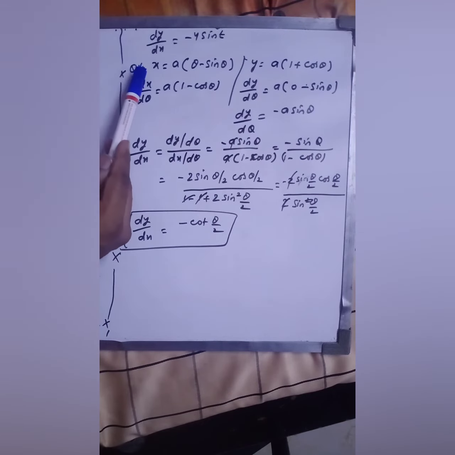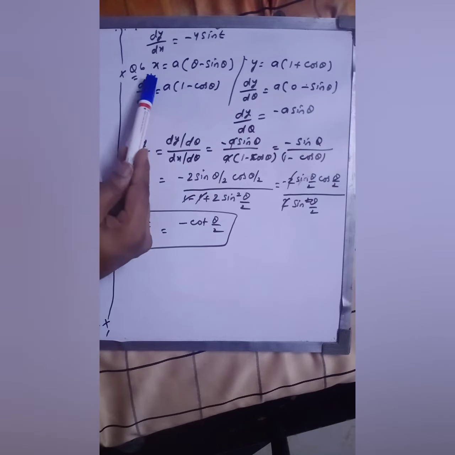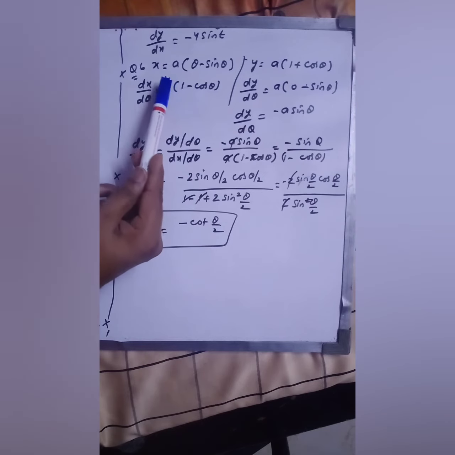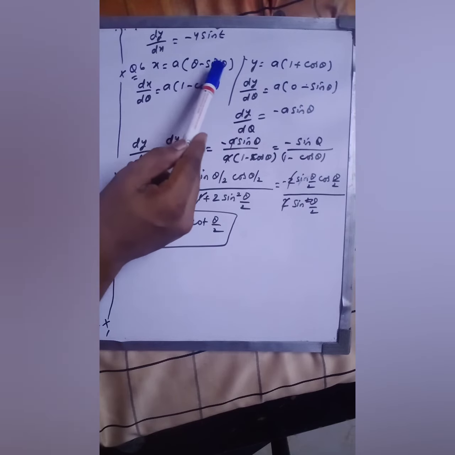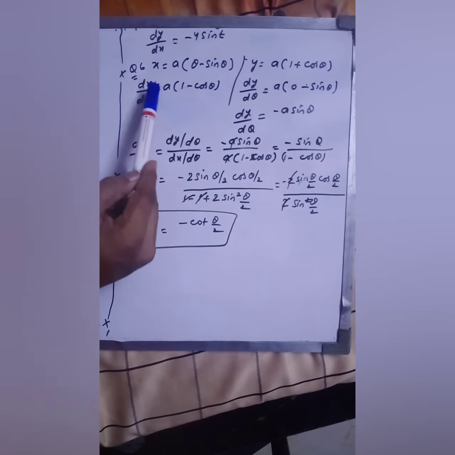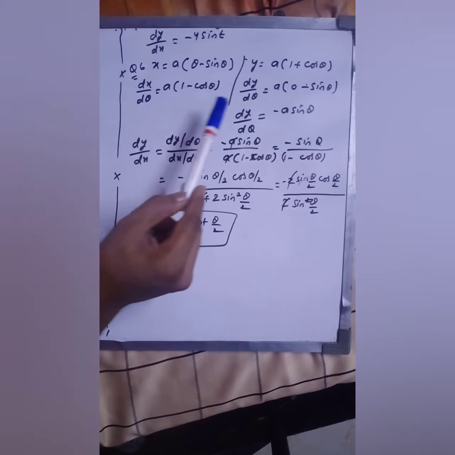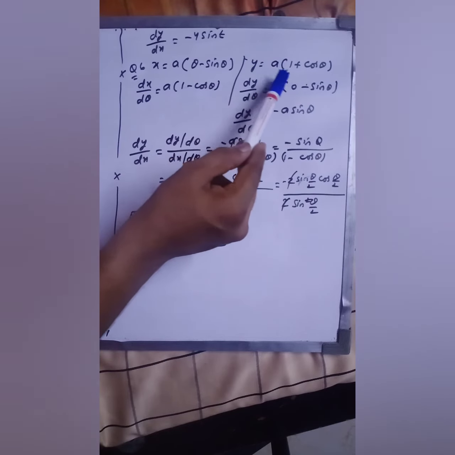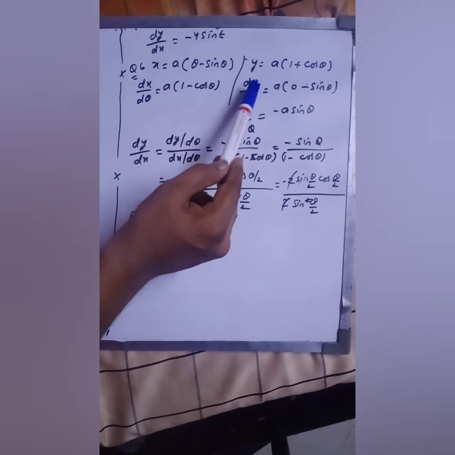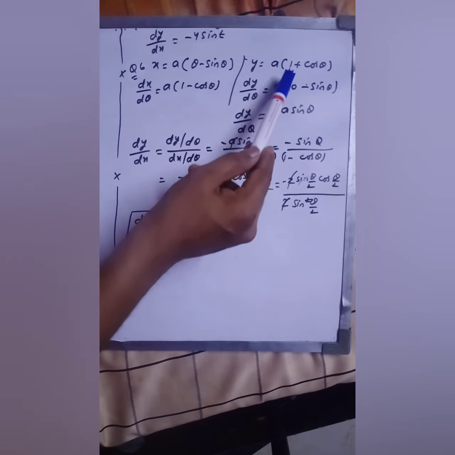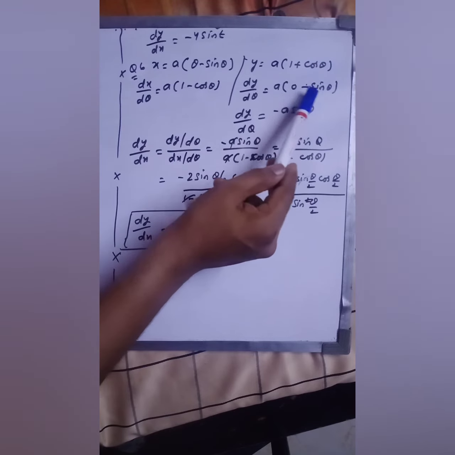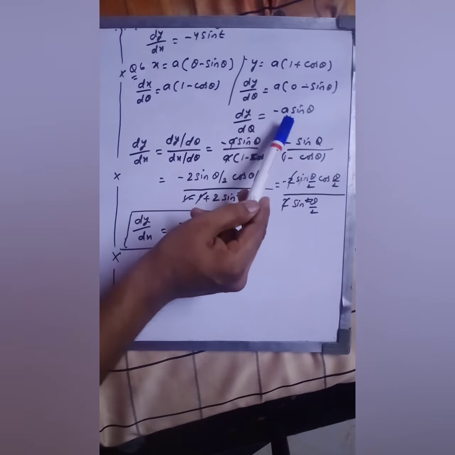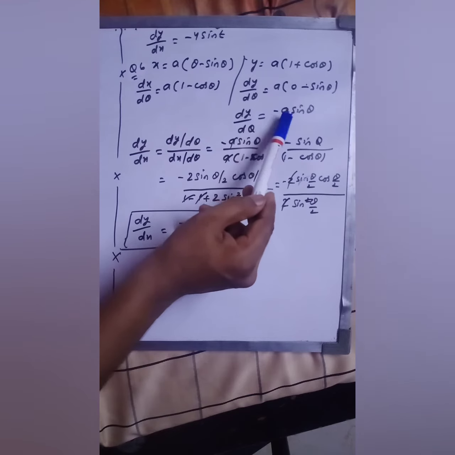So you will write, differentiating both sides with respect to theta. Your dx by d theta is equal to a, the derivative of theta is 1, and the derivative of sine theta is cos theta. So this is your dx by d theta. Similarly, you have to differentiate y. So dy by d theta is equal to a times, the derivative of 1 is 0, and the derivative of cos theta is minus sine theta. On simplification, your dy by d theta will be minus a sine theta.